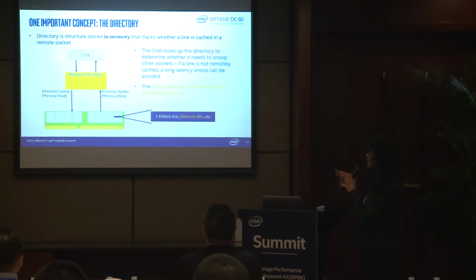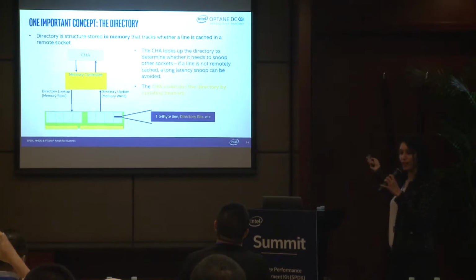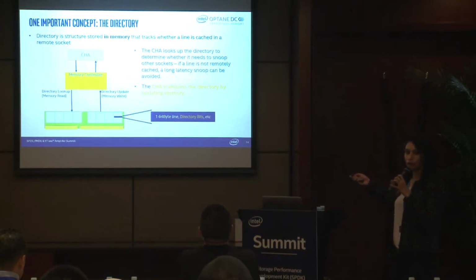So the directory is a structure which is stored in the memory, right here in the memory. Every 64-byte line has some directory bits as well. These directory bits tell you whether the requesting line is cached in another socket's cache or not. The CHA is used to identify that condition. The CHA looks up the directory and determines whether it needs to snoop across to the other sockets or not. If the line is not remotely cached in another socket, then you're not going to have a long latency snoop, which is good for you.